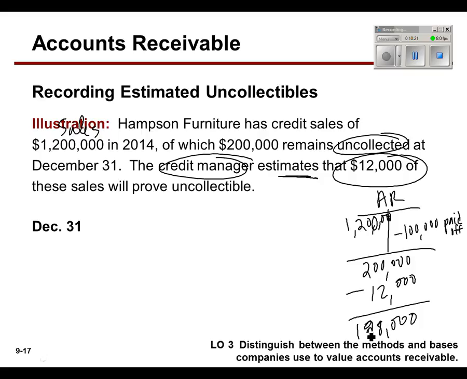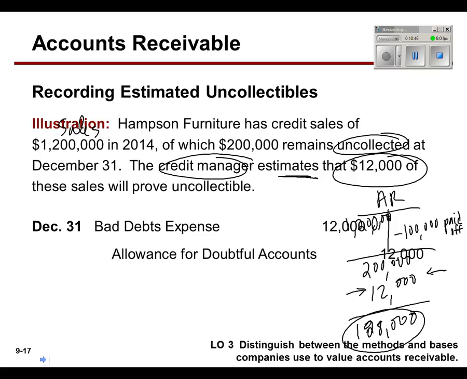That credit manager worked, called, emailed, sent messages feverishly to recover this much. But at the end of the day, he or she is estimating that out of that 1.2 million, 12,000 are just not going to get collected. Are we going to write them off? Bad debt expense, 12 grand. Allowance for doubtful accounts, 12 grand.